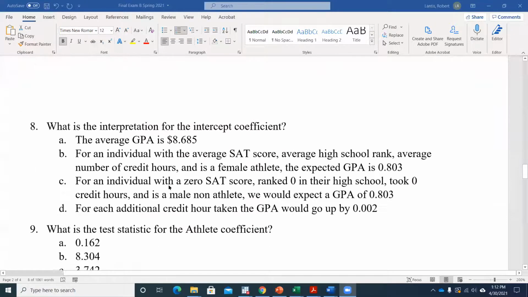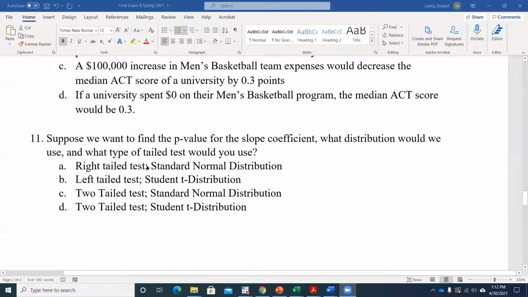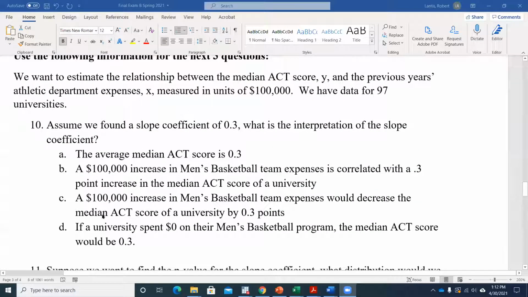So we went through a bunch of this last class. I think we did 11 at the very end. But let's look at number 10. This one might be a little bit more difficult even than the question I would ask you on the exam, but if we can do this one, we definitely can do anything on the exam. So let's say I want to estimate the relationship between median ACT scores, that's my Y variable, and the previous year's athletic department expenses.